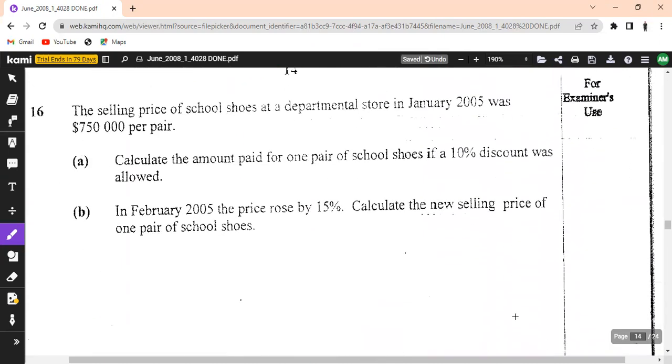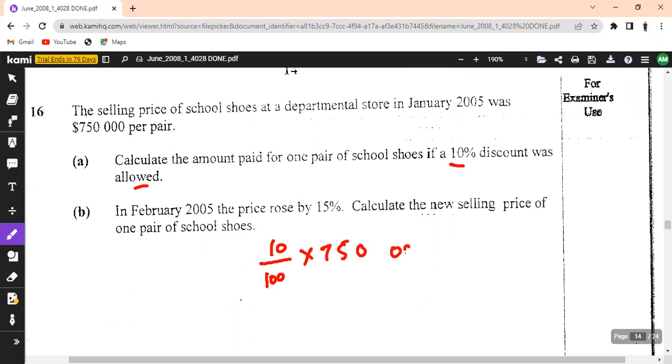Question 16. The selling price of a school shoe at a departmental store in January 2005 was $750,000 per pair. Okay, that was our Zimbabwean money. Calculate the amount paid for one pair of school shoes if a 10% discount was allowed. So whenever you've got a discount, you just have to calculate the 10% of this amount, which is the discount. So it's 10% of 750,000.